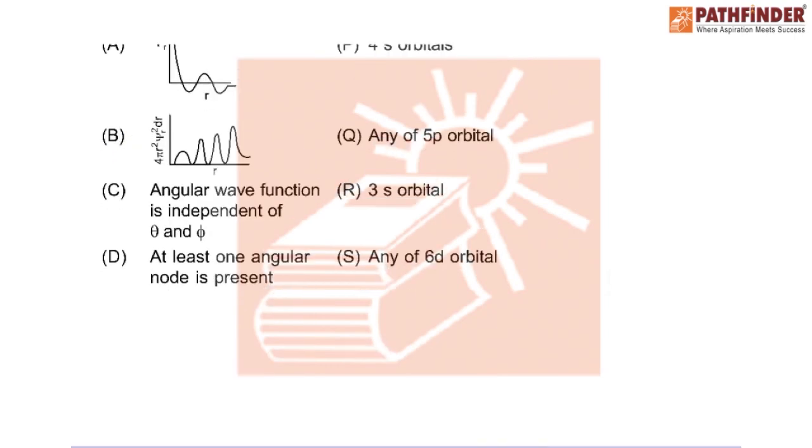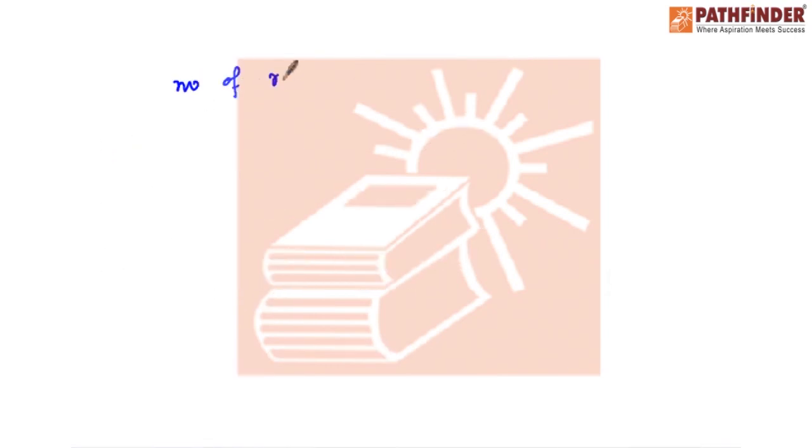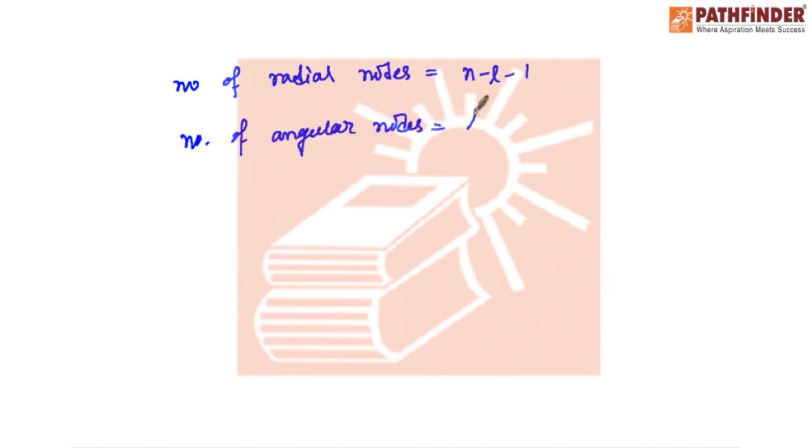As you know, the number of radial nodes equals n minus l minus 1, where n is the principal quantum number and l is the azimuthal quantum number, and the number of angular nodes equals l. The number of total nodes equals n minus 1. What is a node? It is a region where the probability of finding the electron at a certain distance from the nucleus is minimum, rather 0. That is called the node.